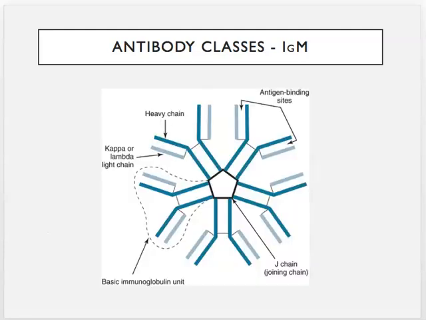So here's what the IgM antibody looks like. You've still got that Y shape, but then they're all joined together by that J chain to form this larger structure.